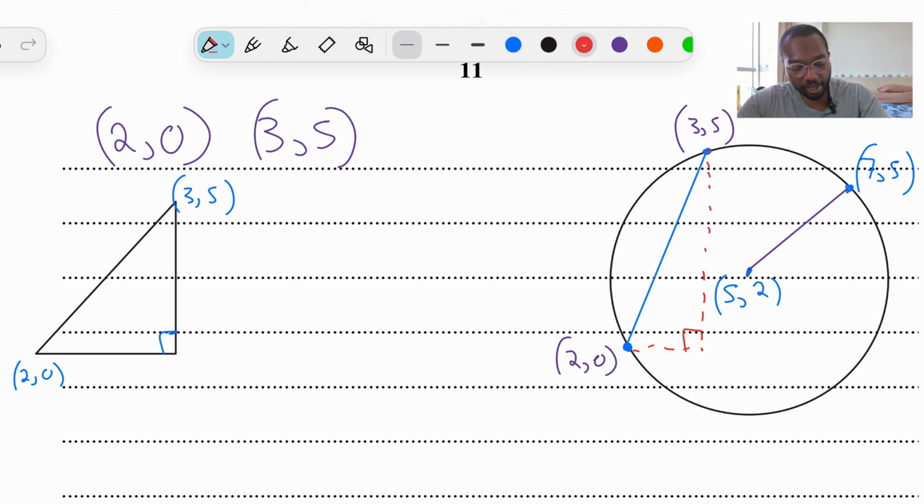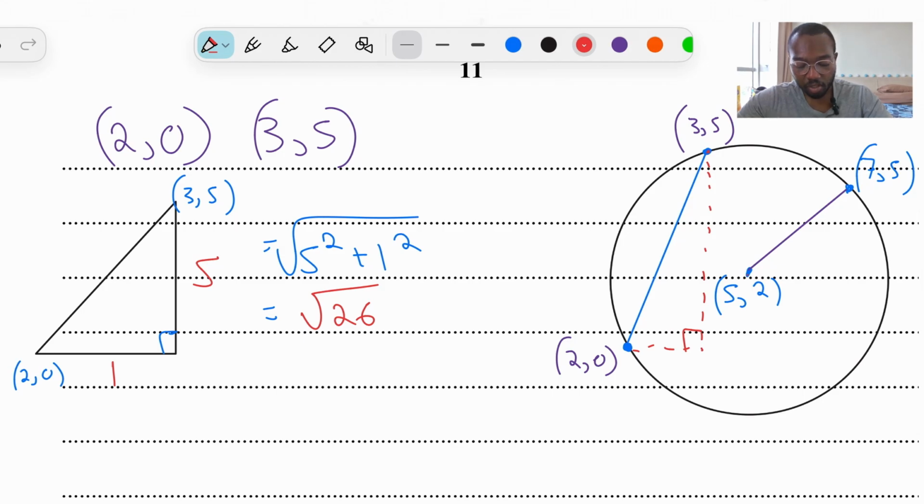So let's look at the x direction first. The change in x is 1, and for the y, it's 5. Therefore, it's going to be 5 squared plus 1 squared, all square rooted. And that gives us the length of root 26. Therefore, the length of the chord is just the square root of 26.